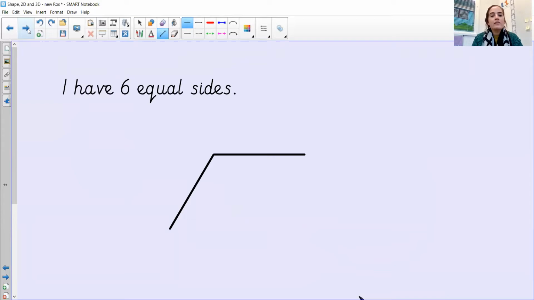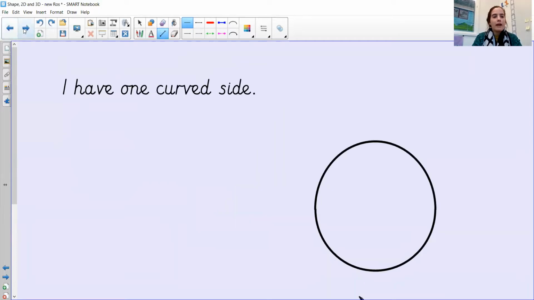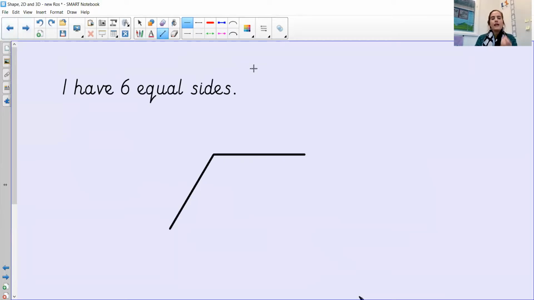I have 6 equal sides. Equal. Now this is something, if I'm quite right, actually, we haven't covered it yet. It's that key word, equal. What does the word equal mean? Pause the video now and have this discussion. Brilliant. Equal means the same. It's the same length, okay?